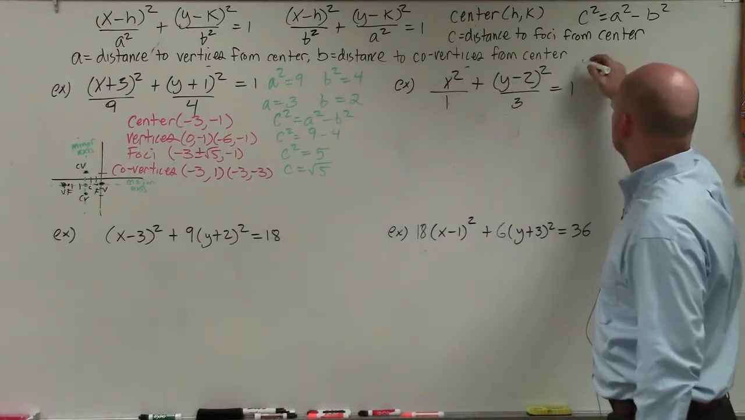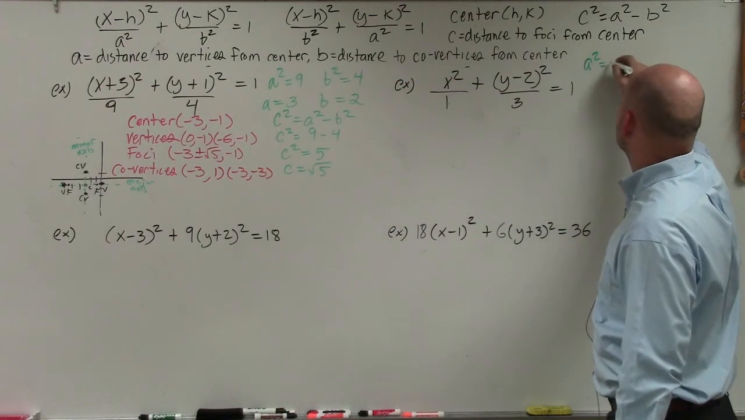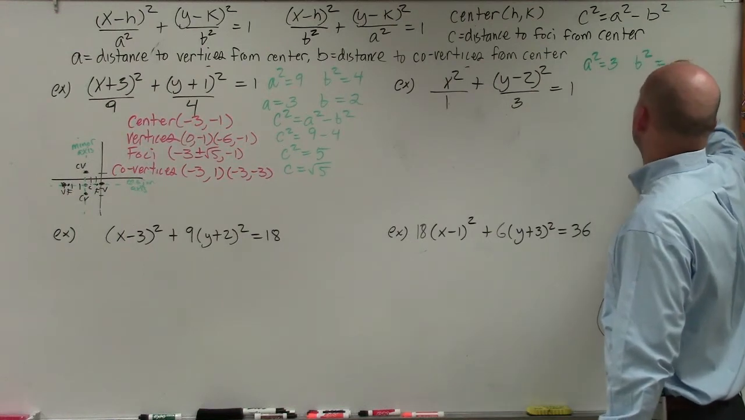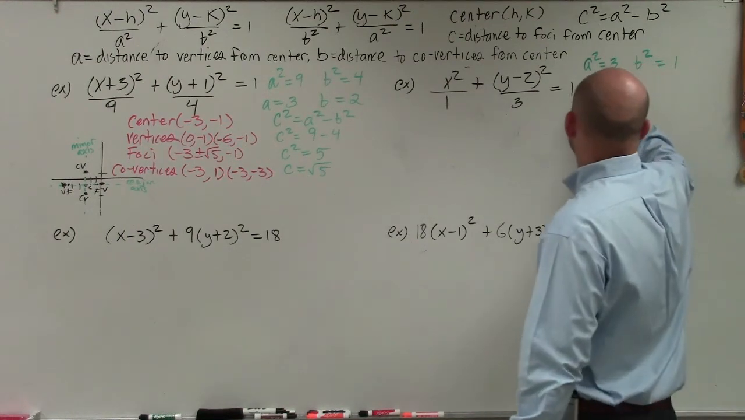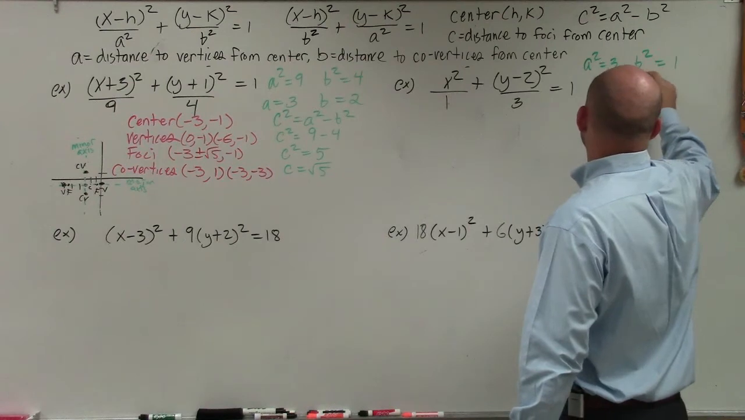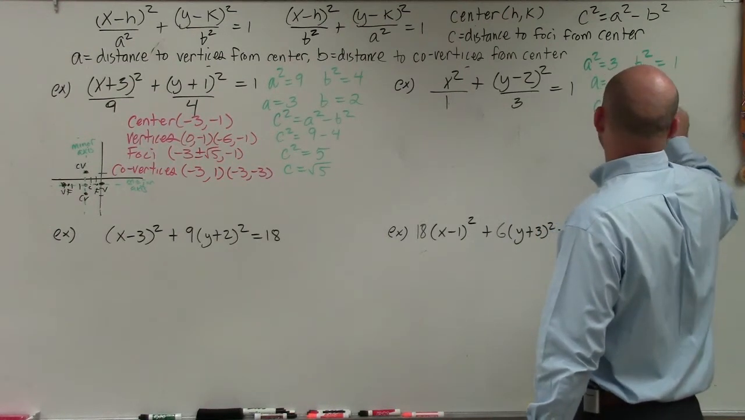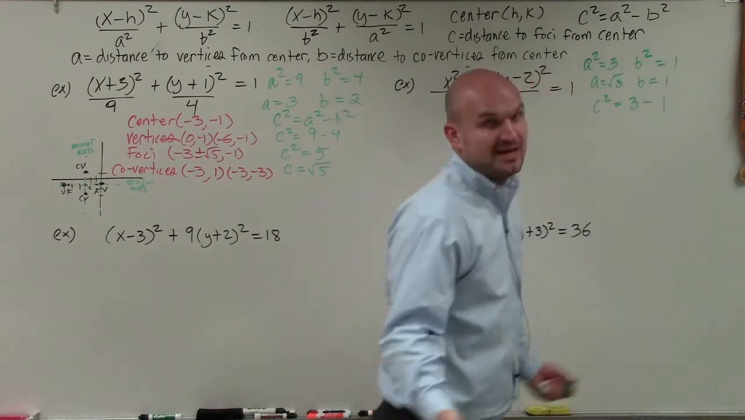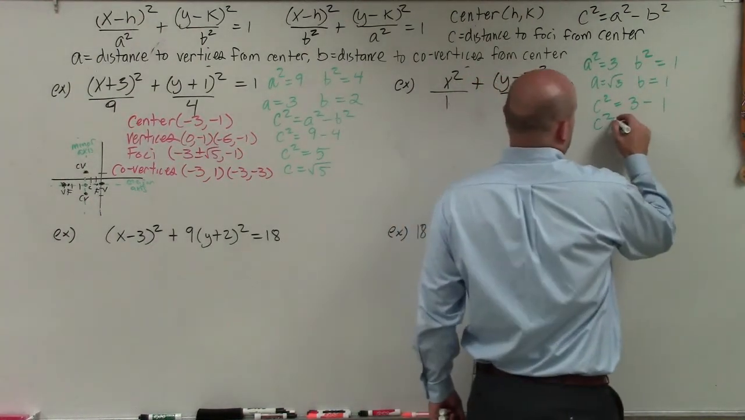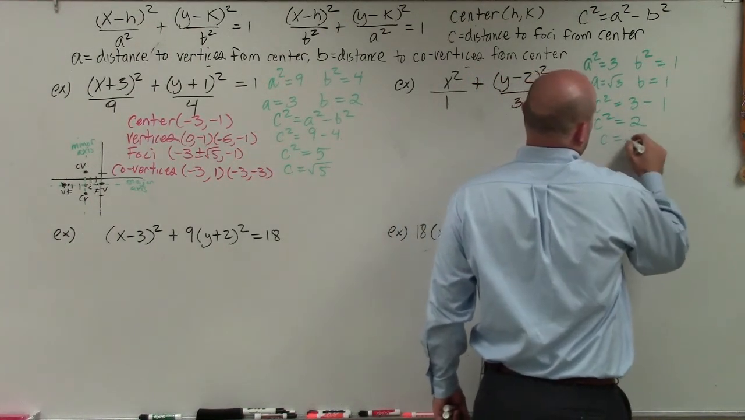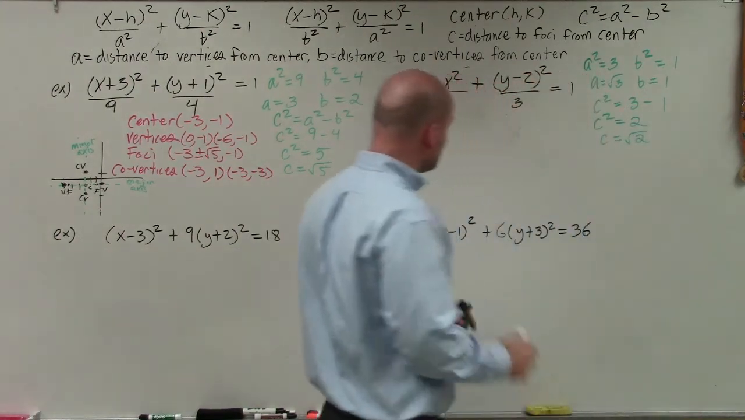All right, so I'm going to say a squared is equal to 3, b squared is equal to 1. Therefore, a is equal to the square root of 3, b is equal to 1, and c squared equals 3 minus 1. That's a squared minus b squared. So therefore, c squared equals 2, so c equals the square root of 2.